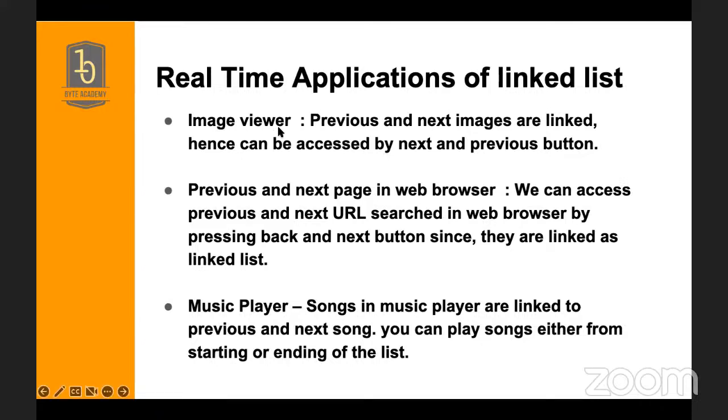So let's say an image viewer, previous and next images are linked. One image you are watching, you'll be able to see the next button, right? If you click on the next, we'll go to the next. What is happening internally there? You store the path or the location of the next image, so internally you are using a linked list. When you click on next, you're accessing the next node, the next image. So in an image viewer, previous and next images are linked.